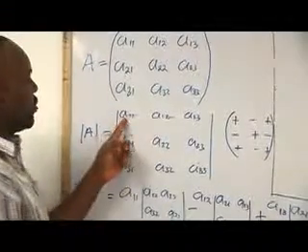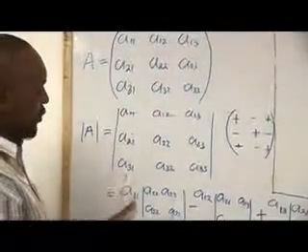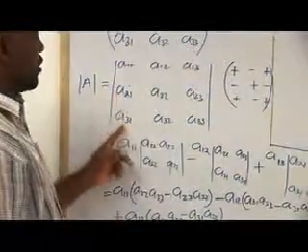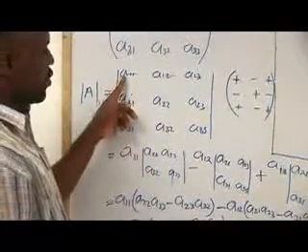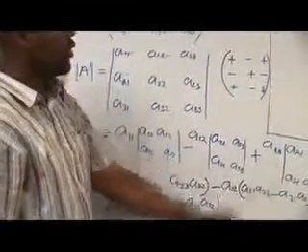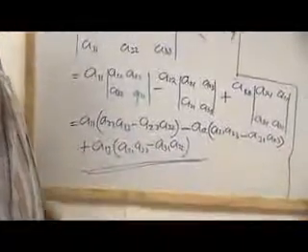So row 1, starting with element A11, we have this. Pick out the minor by ruling out this row and the column that contains A11, and we have this 2 by 2. The same thing is done for A12, likewise for A13, and then we arrive here finally. Let's take an example quickly.